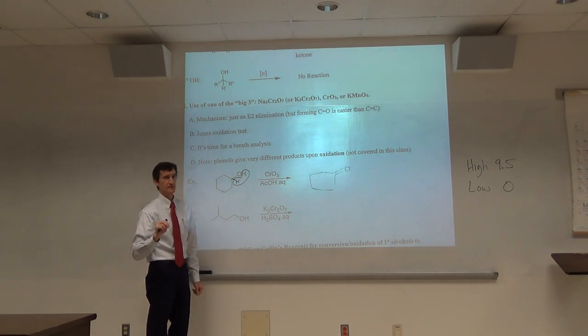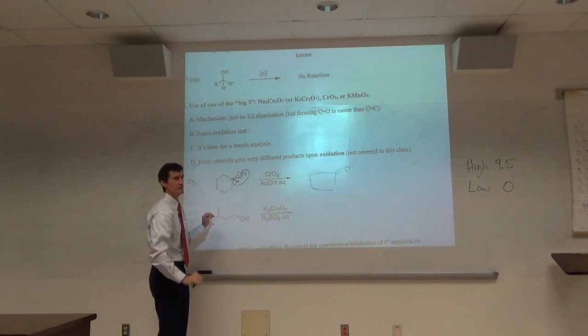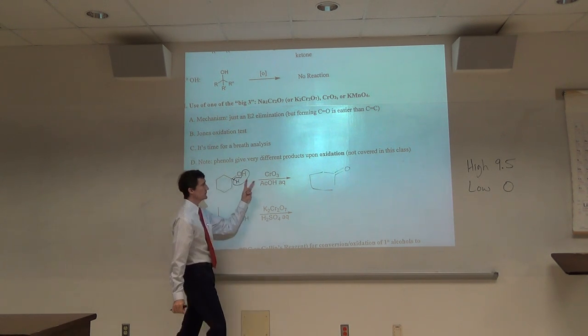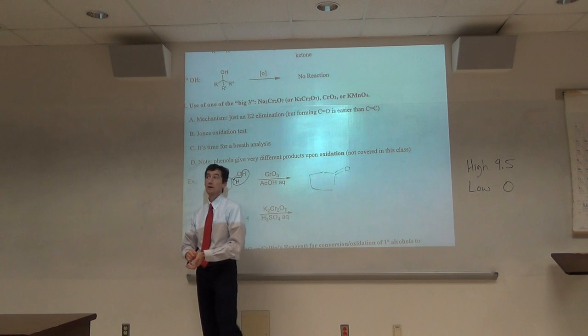The mechanism is not plucking out two H's. We haven't looked at the mechanism yet. But essentially, two H's get removed, and a double bond forms between C and the O. Ketone. Boom.